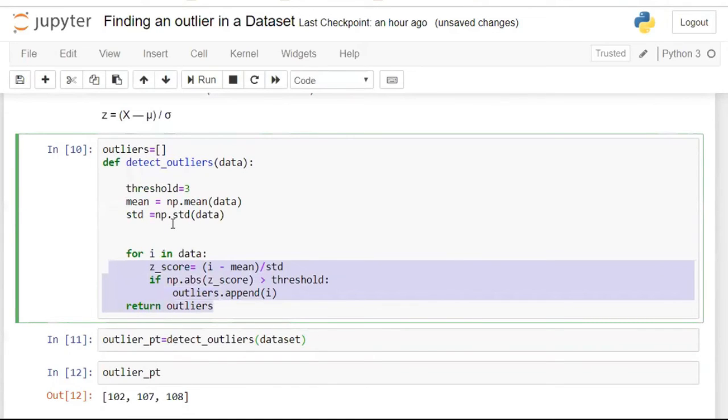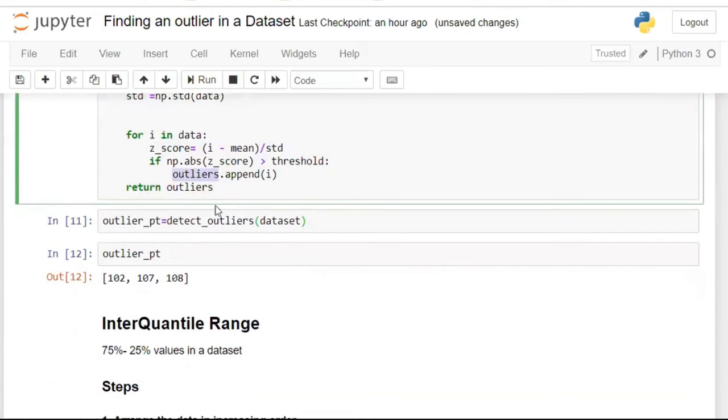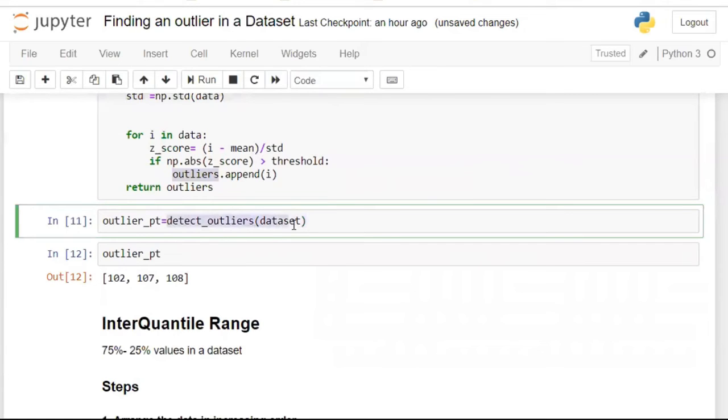If it does not fall in the outlier, I'm going to retrieve that particular record and append it in my outlier list. So here it is. I am applying this particular function. I am giving my data set. And as soon as I see my outlier points, I'm getting 102, 107, and 108. Now you can see perfectly we have got the outlier by just using a simple method of Z-score.